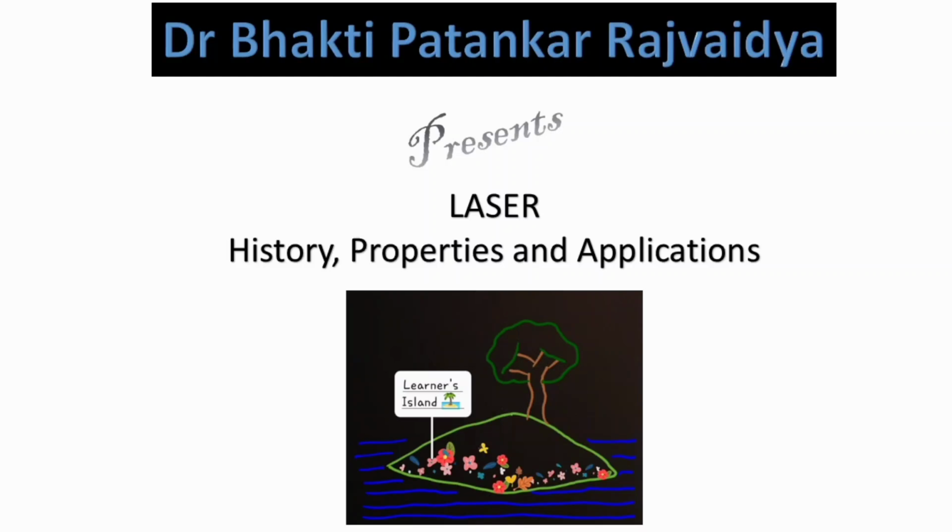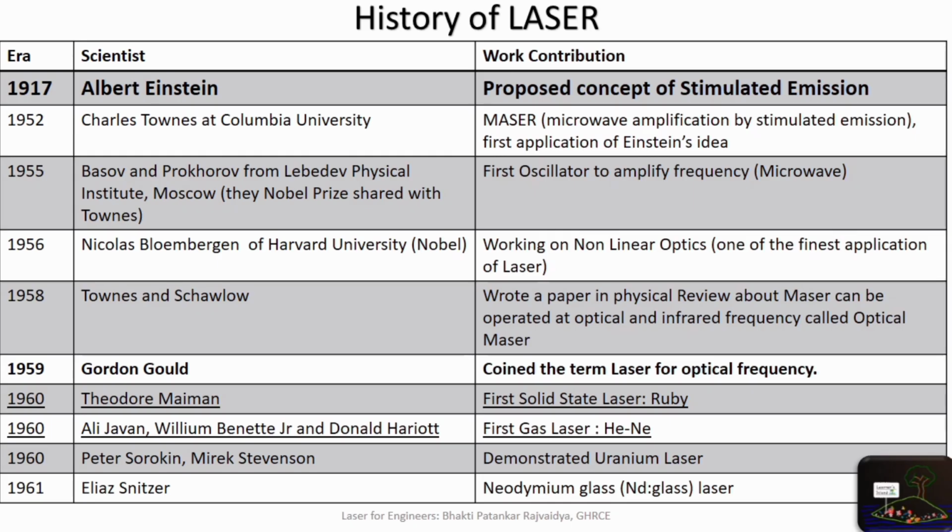Today we are going to learn about lasers, their history, characteristics, and applications. The basis of laser, called stimulated emission, was given by Albert Einstein way back in 1917. It took almost 3 decades to materialize that idea. MASER, microwave amplification by stimulated emission of radiation, can be known as the first application of Einstein's idea, developed by Charles Townes in 1952.